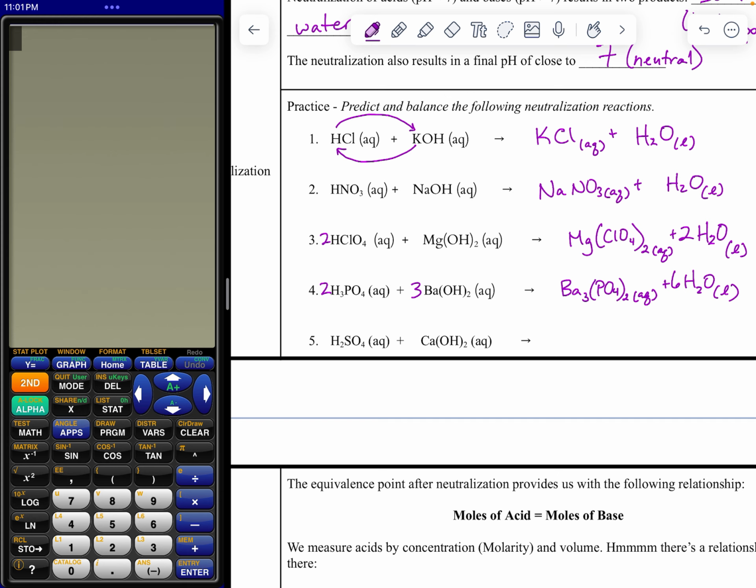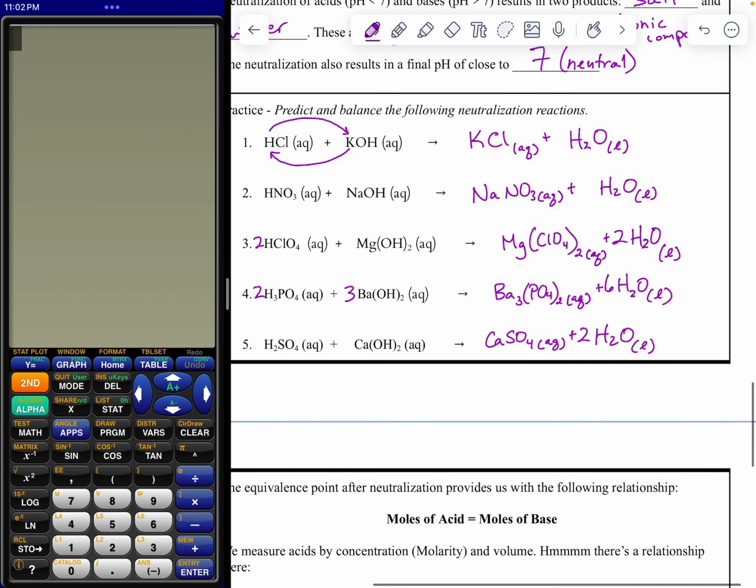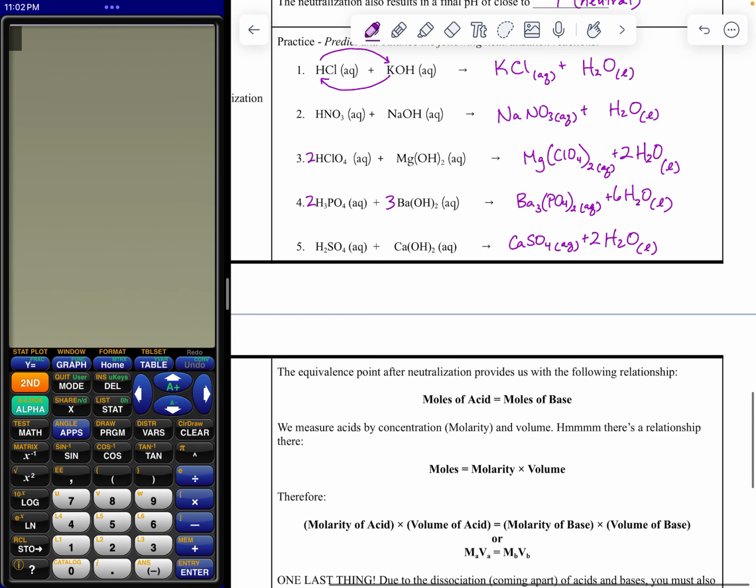And then, of course, we have calcium with our sulfate here. That's aq. Going a little too quick. And water. So, again, the same idea. Salt, ionic compound, right? Plus water. And I like balancing, so we balance. We end up needing a 2 out front there, and we are good. So those are just our neutralization reactions.